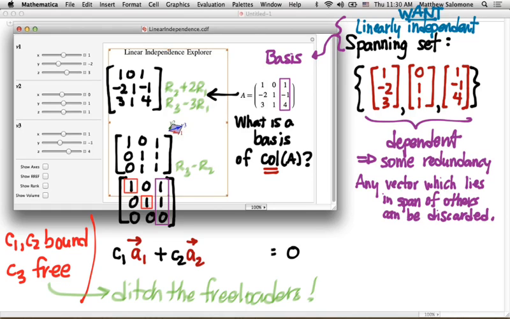So the conclusion is, to get a basis, we're just going to throw away this third column. And we still have a spanning set because the vector we threw away was just a linear combination. It was already in the span of the first two. But now our spanning set is linearly independent. And therefore, the answer to the question, what is a basis for the column space of A, is answered by this set, which is now linearly independent and therefore has no redundancy in it at all.